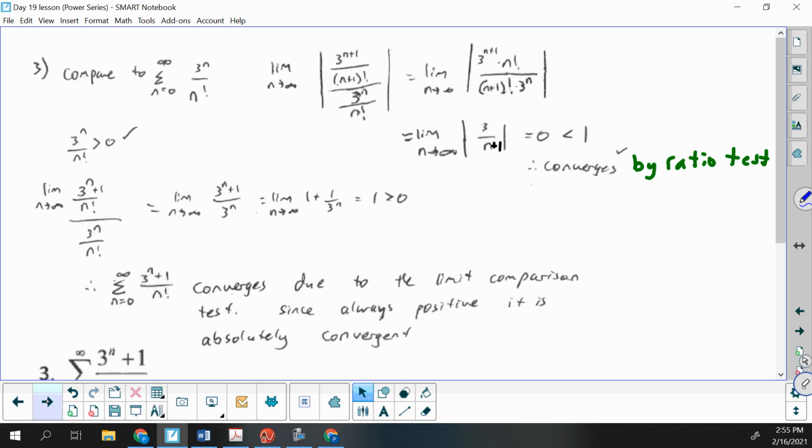Since it was always going to be positive, that means it is absolutely convergent, because when you do the absolute value of it, it wouldn't change anything at all.